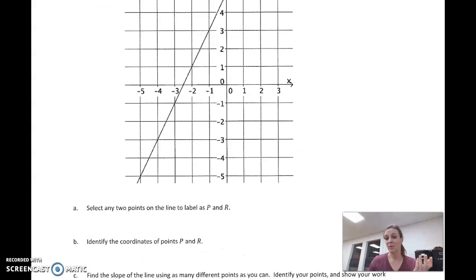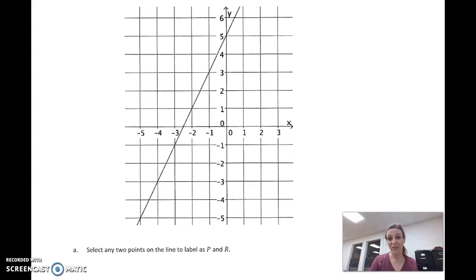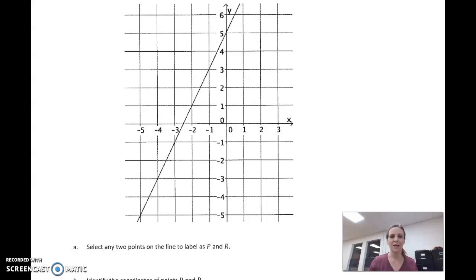So here we have a graph of a line on a coordinate plane. We see that my line is going up from left to right, so I know it's going to be a positive slope. It says select any 2 points on the line to label as P and R. I'm not going to worry so much about the P and R, but let's say I pick this point right here.